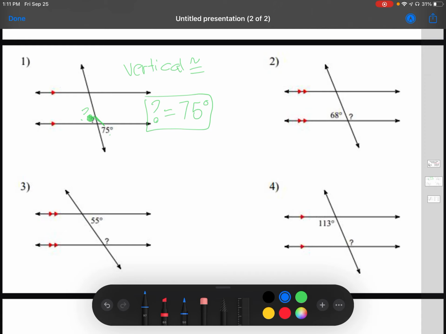In number 2, we have 68 degrees, and then next to it we have a question mark. When they're next to each other like that, those are adjacent, right? They make a straight line, and a straight line is always 180. So take 180 minus 68. That's going to be 112 degrees. So number 2, the answer is 112 degrees.